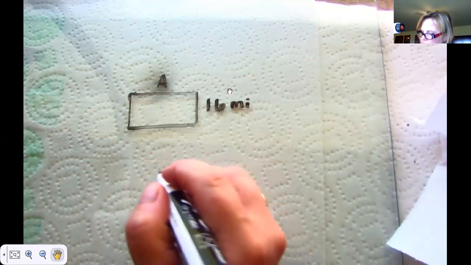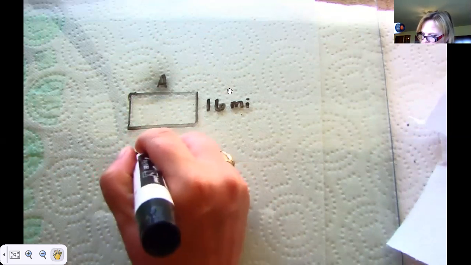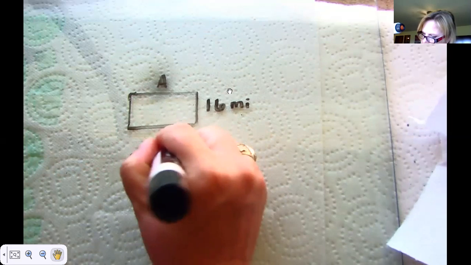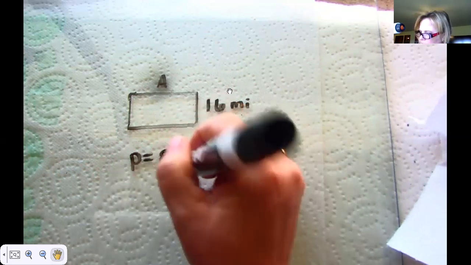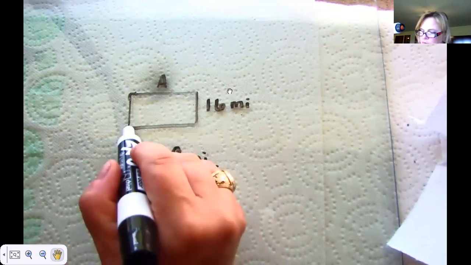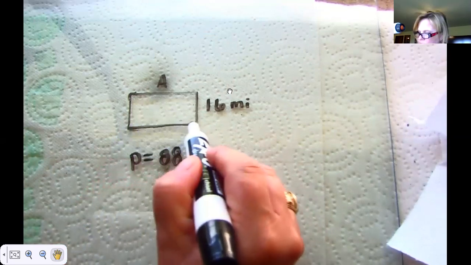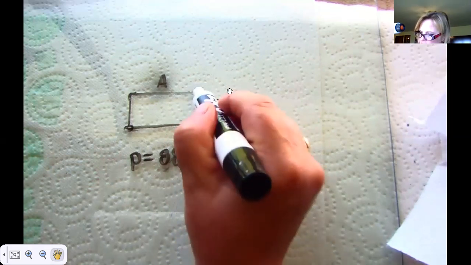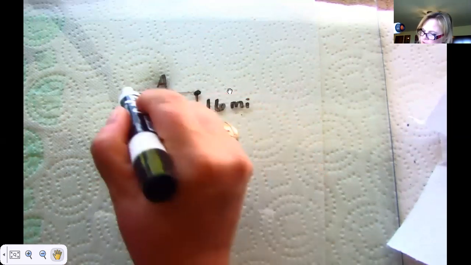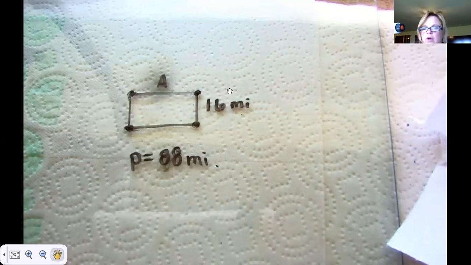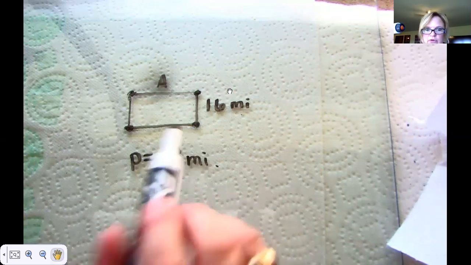And we also know that the total perimeter is equal to 88. Okay, 88 miles. Perimeter, remember, means all the length from here to here, plus the length from here to here, plus the length from here to here, and the length from here to here. Okay, well, based on what they've given us, what do we know?